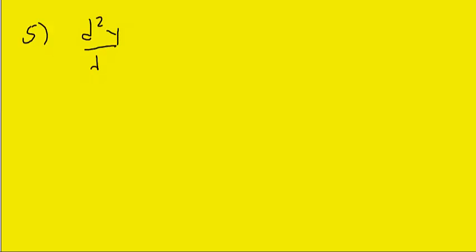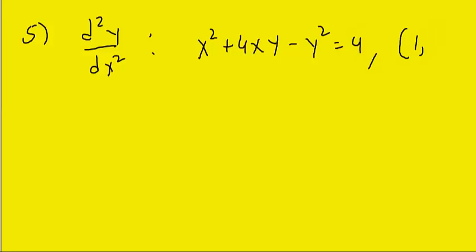What are they asking me to do when they give me something like that? Very good. Okay, x squared plus 4xy minus y squared is equal to 4. And they want me to find the second derivative at 1, 1. Okay. We have to do it implicitly because it's too hard to solve for y.